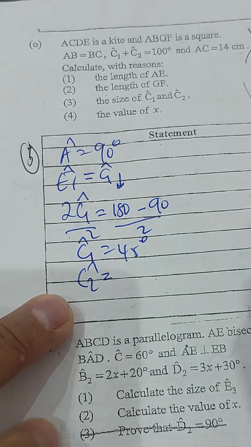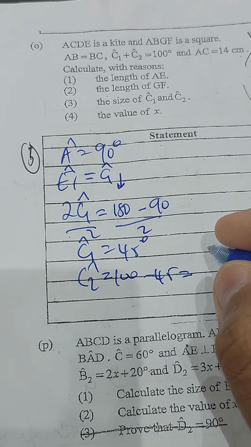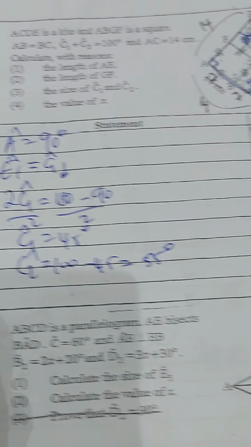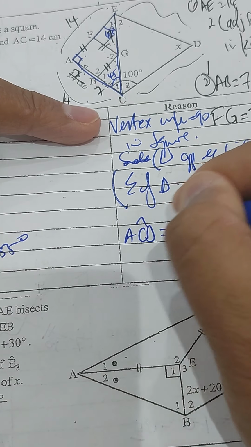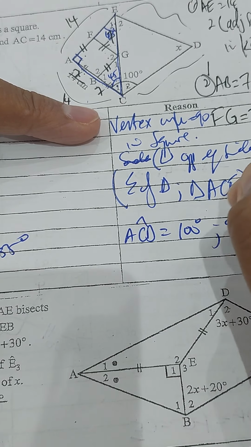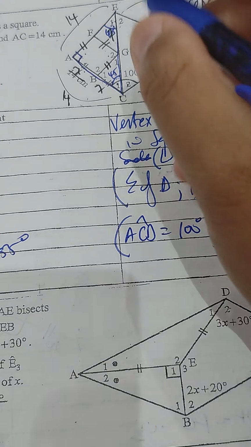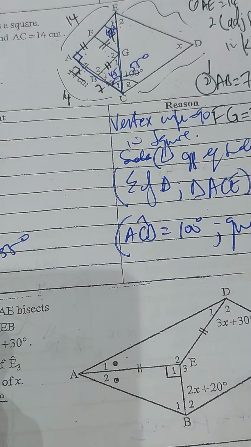Now C2 is simply 100 minus 45 degrees, which is 55 degrees. And why is that the case? Because it's given that ACD is equal to 100. That's given. Okay. So that angle is 55 degrees.